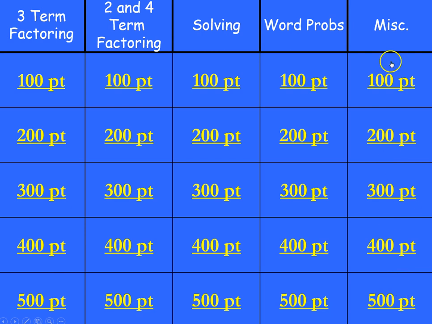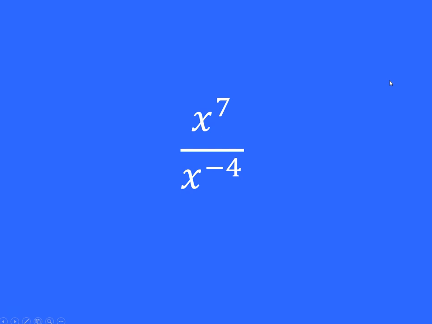Next question, miscellaneous. There's always some miscellaneous review questions. Let's see if you can do the review questions that are going to be on this Celebration of Knowledge. Here it is, the 100-point question. It says to simplify x to the 7th over x to the -4th. Go ahead and pause the video and see if you can get this one.